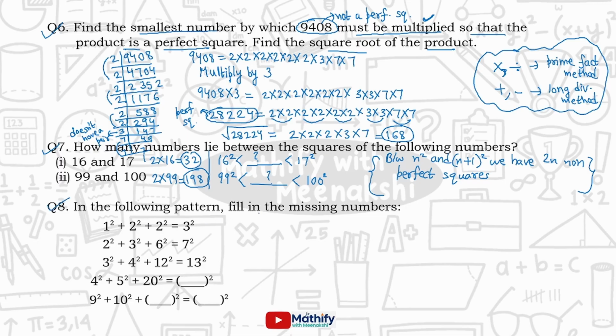In the following pattern, fill in the missing numbers. So you have to observe this pattern and then fill three blanks. Just see the pattern carefully. Just see the base here. 1, 2, then 2; 2, 3, then 6; 3, 4, then 12. Did you observe something? Yes. This third number is the product of the first two. So here 9 into 10 is 90.